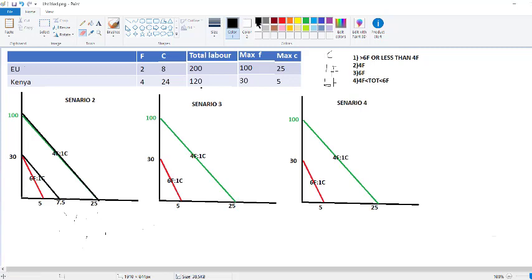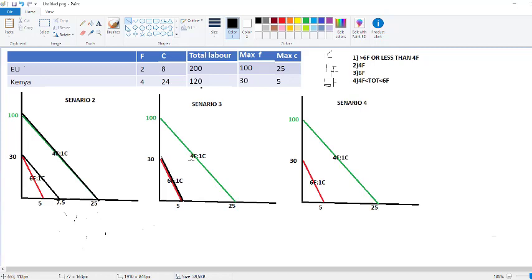So again, we find that the new world price line will coincide with the budget line, or the PPF or PPC, exactly the same place. So now that's Kenya. Nothing has changed for Kenya. We move to the EU.